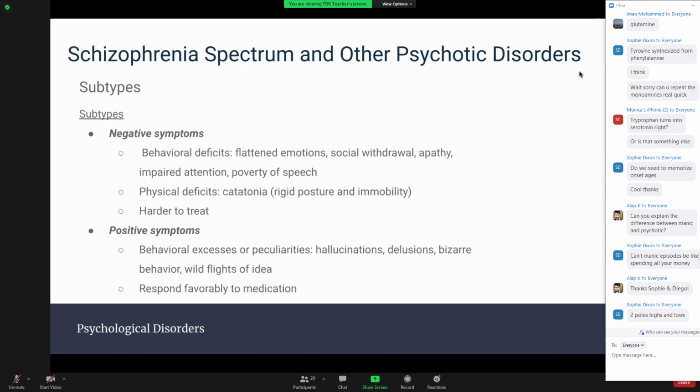Positive symptoms, on the other hand, are easier to treat with medication. These include things like the hallucinations, the delusions, bizarre behaviors, and the wild flights of ideas. As we've seen previously with bipolar disorders, there are ways in which we can lower these kinds of things. But the negative symptoms of schizophrenia do not resemble the symptoms of the depressive swings of bipolar disorder. Instead, these have to do more with affect. And so those are harder to treat.